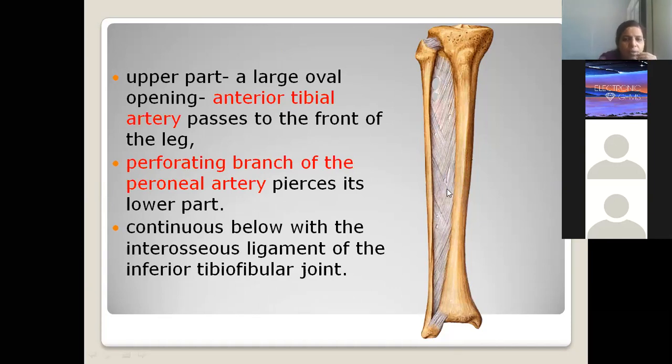Then you are also finding one more small opening, through which the perforating branch of the peroneal artery pierces. In the lower part it continues below with the interosseous ligament. The peroneal artery, or fibular artery, is a branch of which artery? Popliteal.